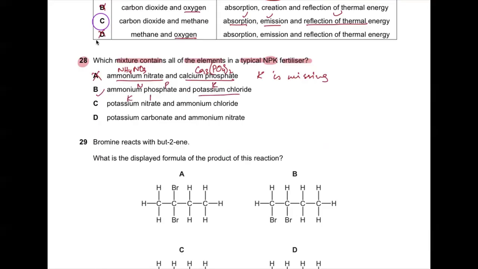Potassium nitrate has K and N. Ammonium chloride again has N. There is no P, so C goes wrong. Potassium carbonate has K, and ammonium nitrate has nitrogen, so no P again. So D goes wrong. The correct answer is B, the mixture of ammonium phosphate and potassium chloride, which has all three elements of NPK: nitrogen, phosphorus, and potassium. Now, MCQ number 29, bromine reacts with butene.